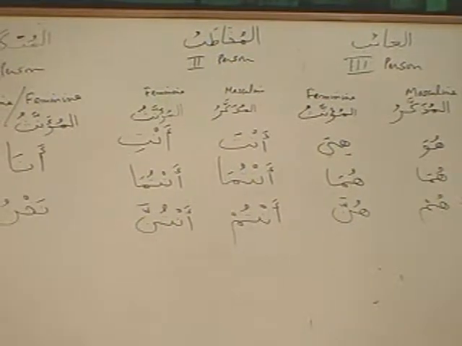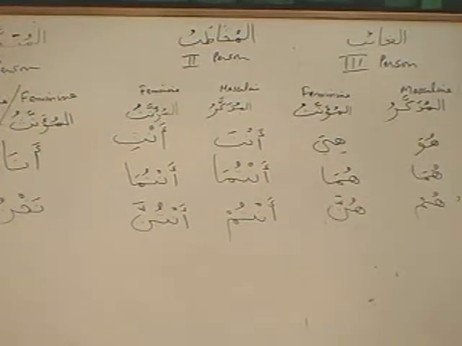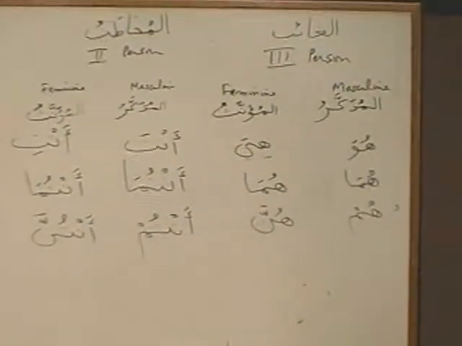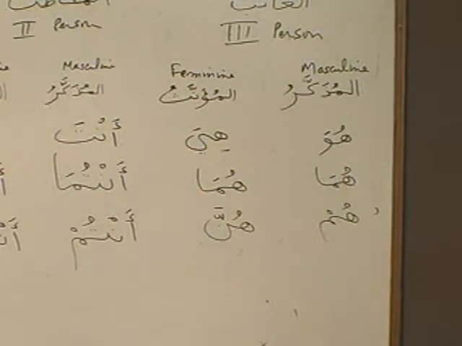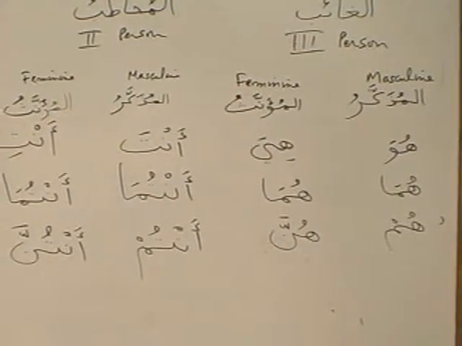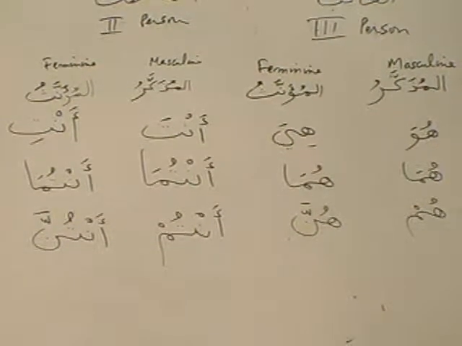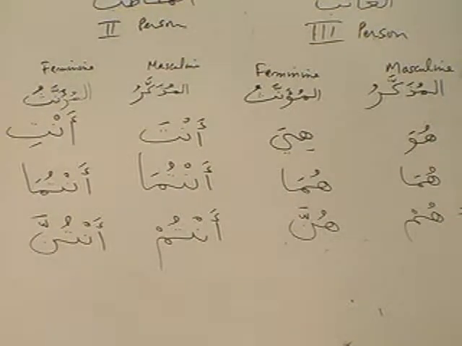Okay? One more time, I'll sing for you, brothers and sisters, because I believe this is a nice way of strengthening your understanding and memorization, brother. Huwa huma hum, hiya huma hunna. Huwa huma hum, hiya huma hunna. Anta antum antum, anta antum antum. Anti antum antunna. Anti antumma antunna. Ana nahnu. Ana nahnu. I need a tabla now.